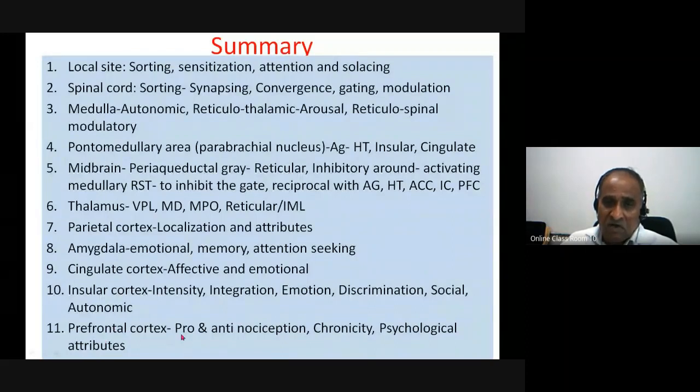The prefrontal cortex has dual connections, dual systems, the pro and anti-nociception. Though it is not actually participating in the pain receival, the long-term pain effects are being processed by the prefrontal cortex. So this leads to the chronicity and the psychological attributes. This is the summary of the processing of the pain.